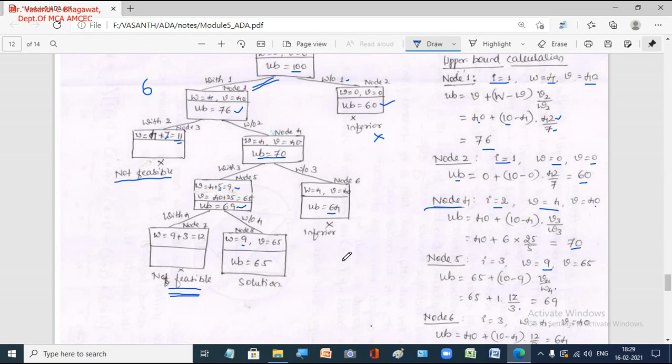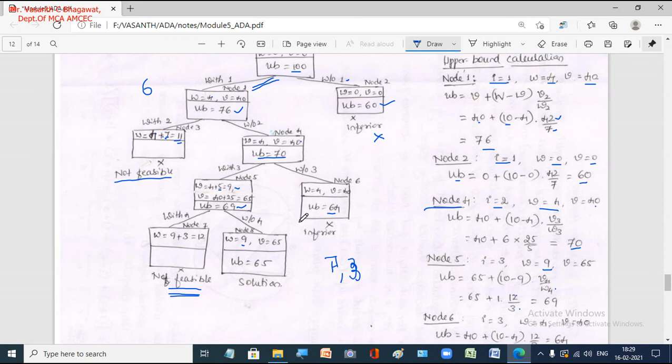If you select these 2 items, 1 and 3, what is the total profit you are going to get? The total profit is equal to 65. So that is your solution. You have to write down the items you have selected and the total profit.